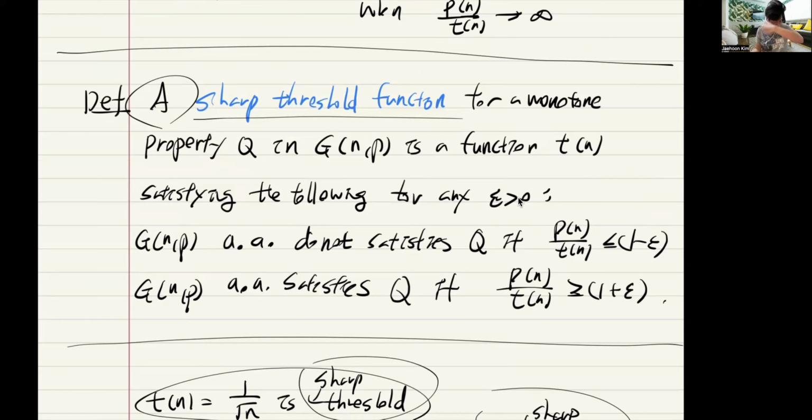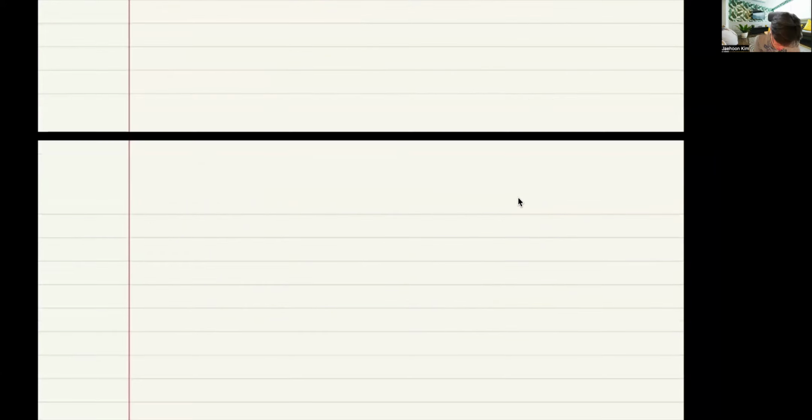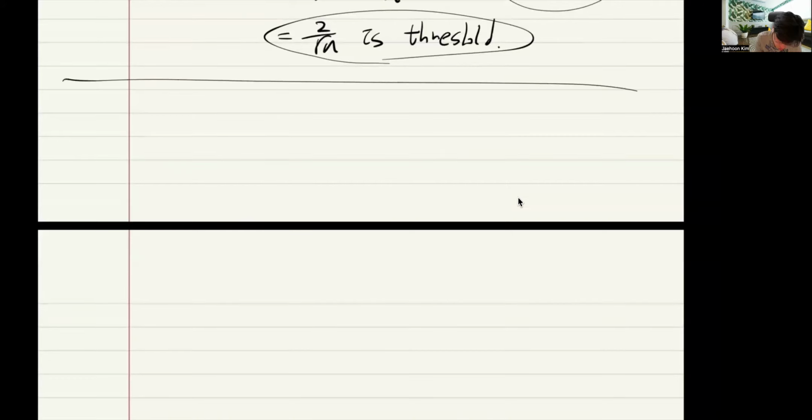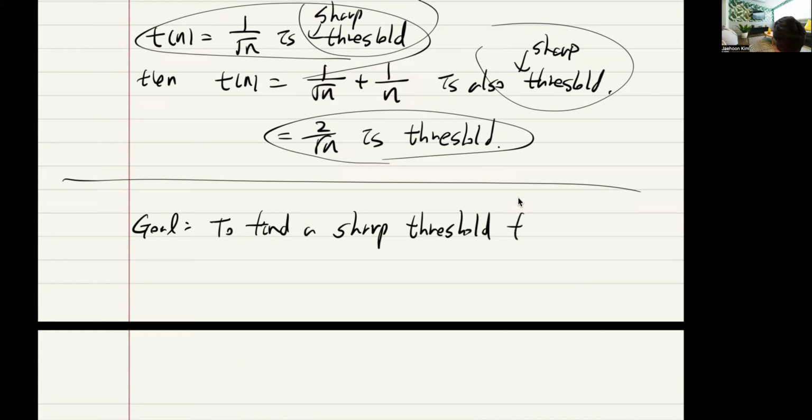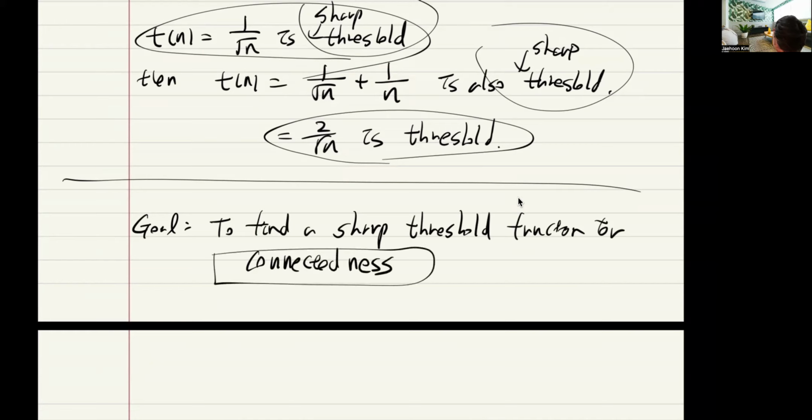Because they give you a growth rate, and as long as some function has the same growth rate, then it is a threshold function. And what we want to do is find the goal. Our goal is to find the sharp threshold function for being connected. So this is a very natural monotone property, and we want to consider it.